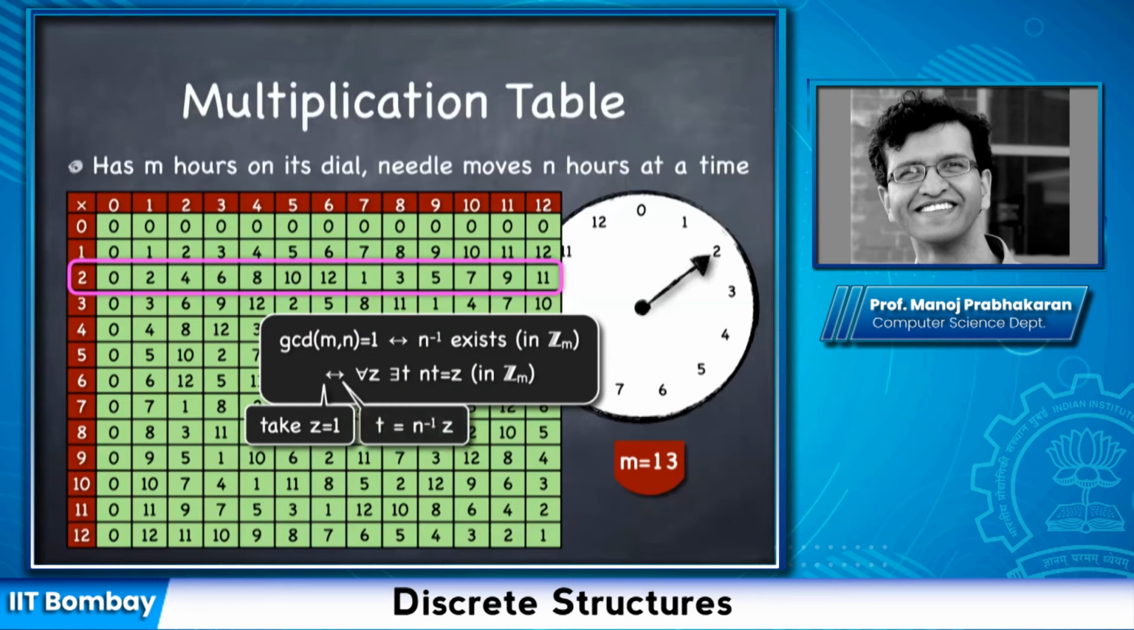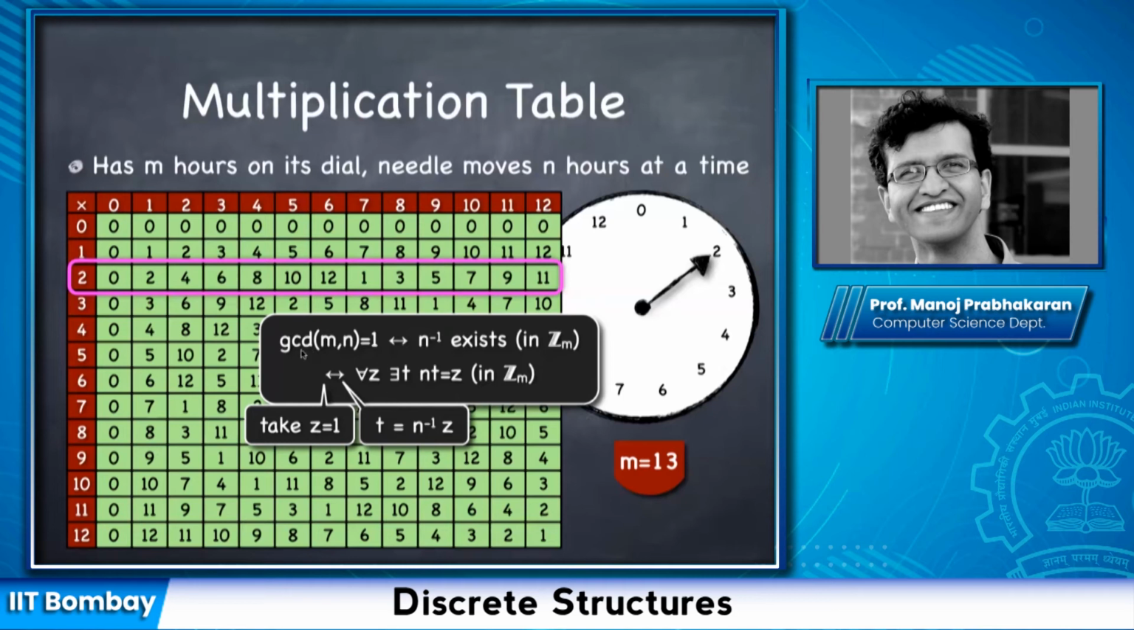In the other direction, I can solve this equation for t as follows. I set t equal to n inverse times z, right? So if I substitute n inverse times z, which is a valid element in Zm, what do I get by associative multiplication? I have n times n inverse times z, and n times n inverse is 1. So it's 1 times z, which is z. Okay, so this is a solution. So it is indeed the case that for every z, you can solve for t, provided the multiplicative inverse for n exists. Okay, so these are all equivalent statements.